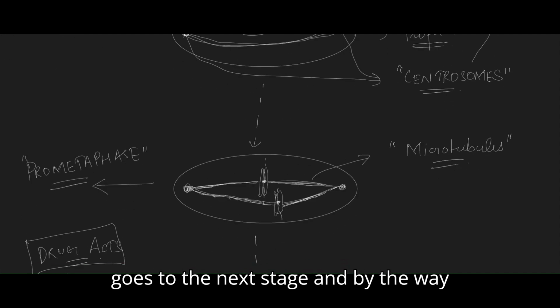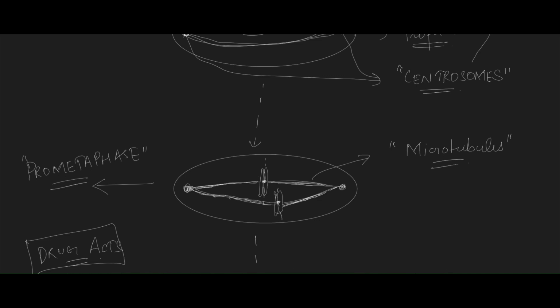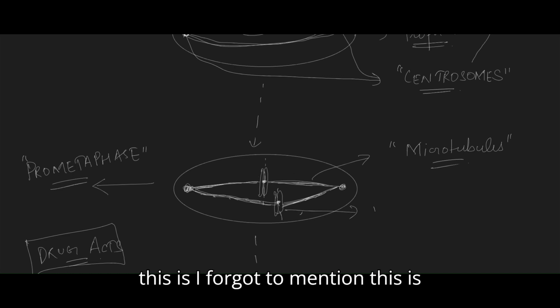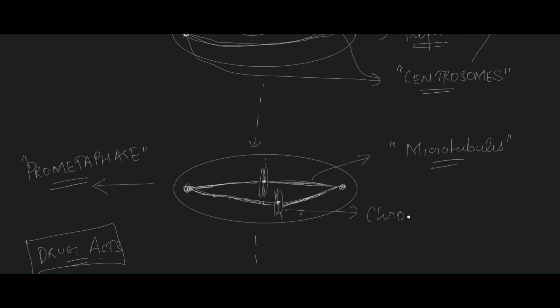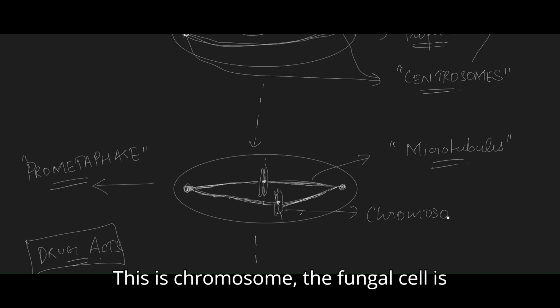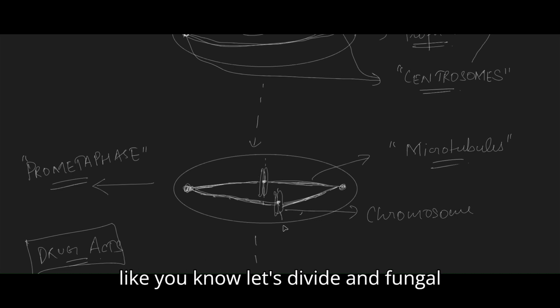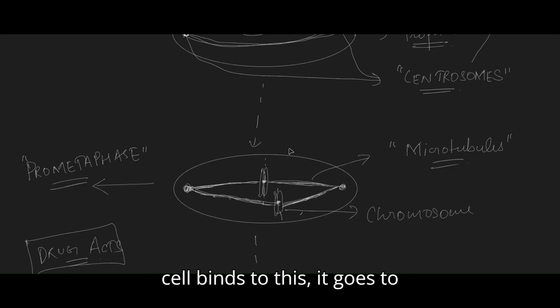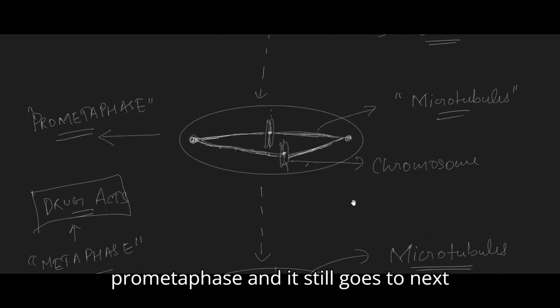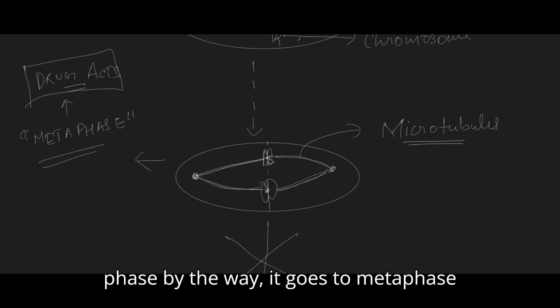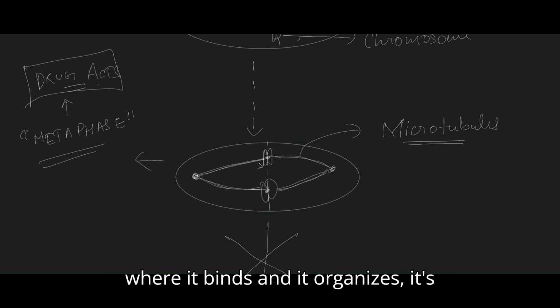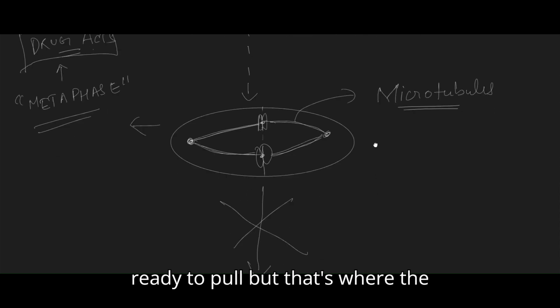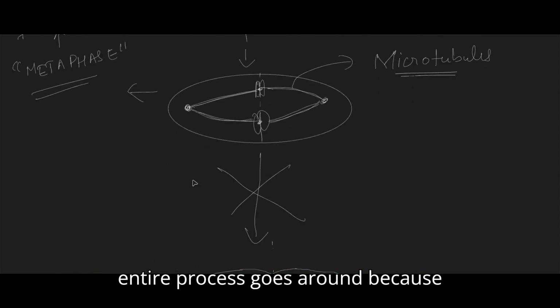And I forgot to mention, this is nothing but chromosome. The fungal cell is like, let's divide, and it binds to this. It goes to prometaphase, and it still goes to the next phase. It goes to metaphase, where it binds and organizes. It's ready to pull. But that's where the entire process goes wrong.